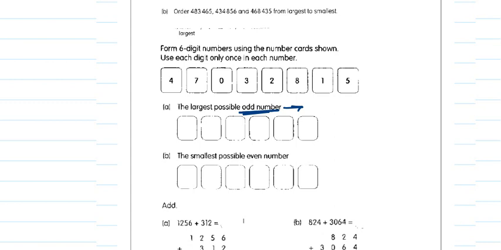For example, the largest digit here will be 8, then 7, 5, 4, and 3, and 2. This is the largest number, but this is not the largest odd number. Then you have to modify only the last two digits. So you can put here 2 instead of 3 to be the largest possible odd number.